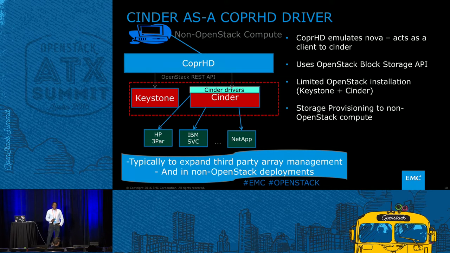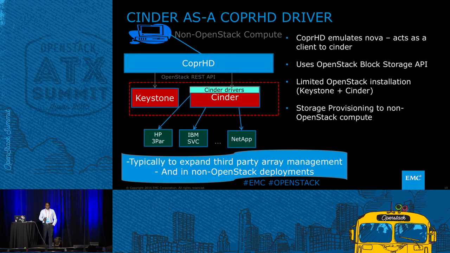What it essentially enables is to do the storage provisioning to the non-OpenStack heterogeneous compute. I mean, you want to give volumes to ESX, or you want to give volumes to a standalone host, and you want to give volumes to OpenStack. So it basically enables OpenStack as well as non-OpenStack heterogeneous compute host storage provisioning, right?